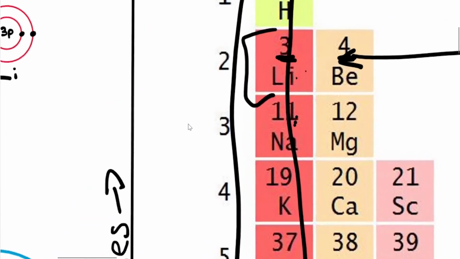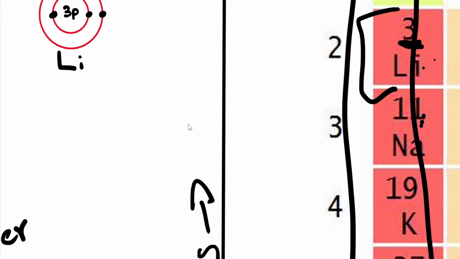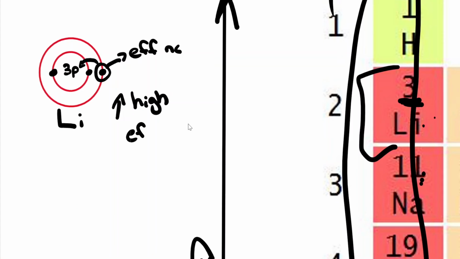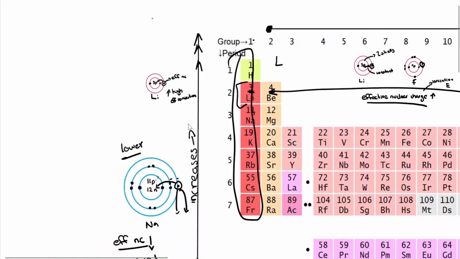Now compared to this one, although there's only 3 protons, the fact of the matter is the electrons are very close to the 3 protons. Right? They're very, very close. So there is a strong force of attraction there. The effective nuclear charge on this electron is very high, which is going to give it a high ionization energy, right? And that is the reason for that general trend.